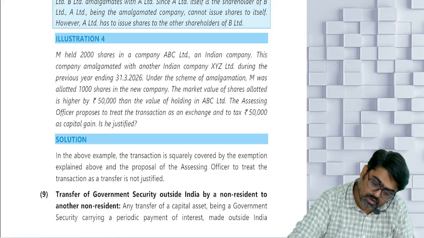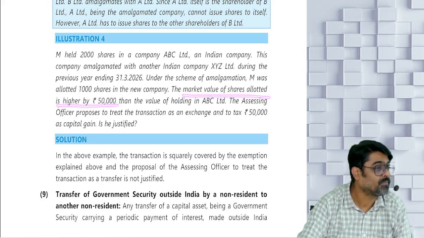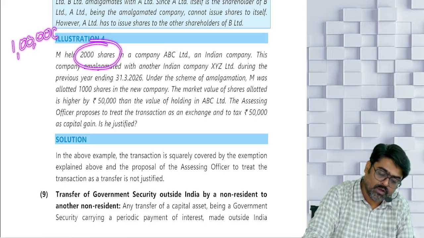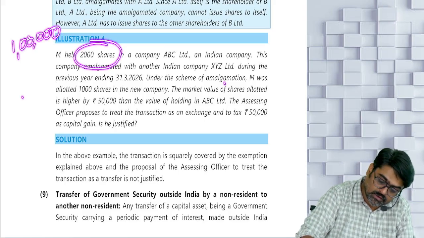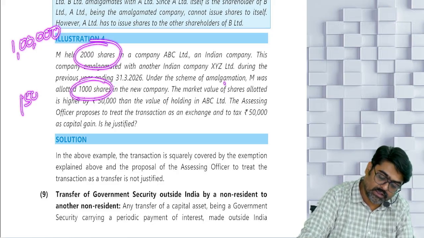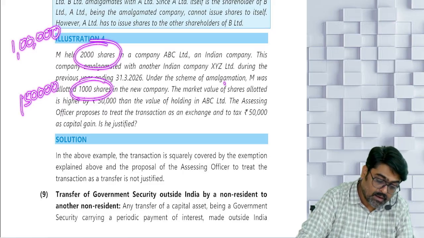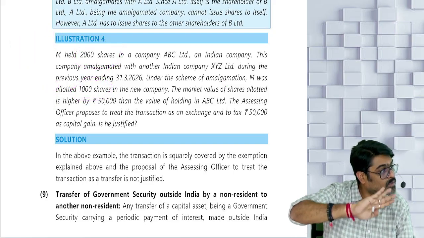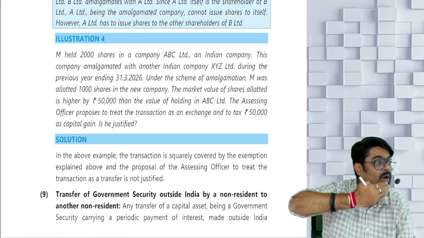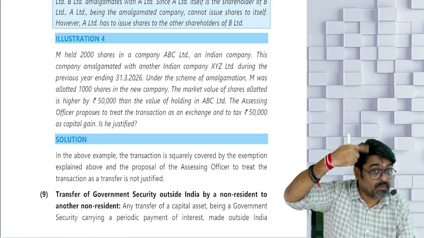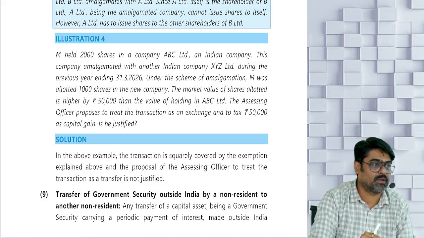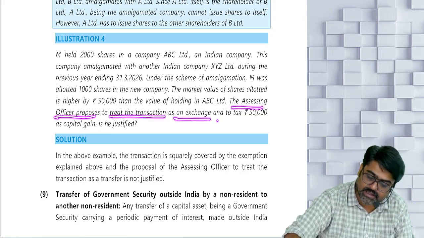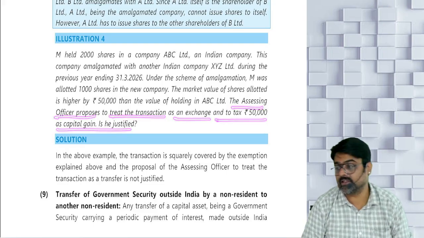Yes or no? The market value of the shares allotted is higher by 50,000. For example, these 2000 shares had a cost of acquisition of 1 lakh, and in return you are getting 1000 shares. For example, the fair market value of the 1000 shares is 1 lakh 50,000. So the value is more by 50,000, meaning appreciation is 50,000. Now they are saying the assessing officer proposes to treat the transaction as an exchange and to tax 50,000 as capital gain.